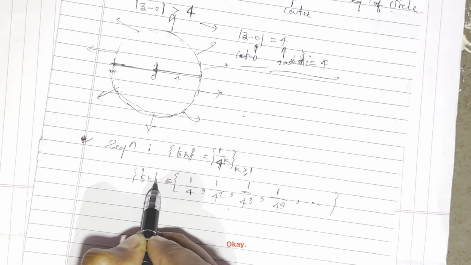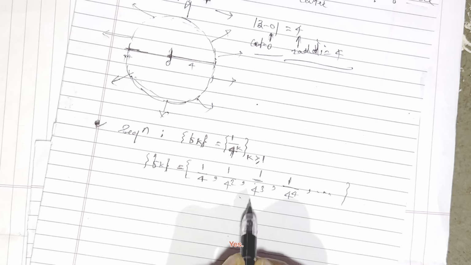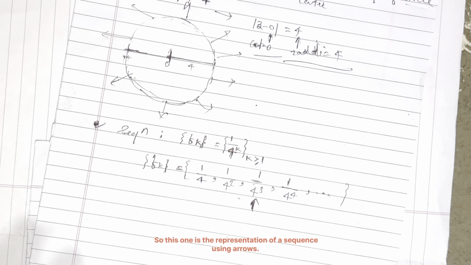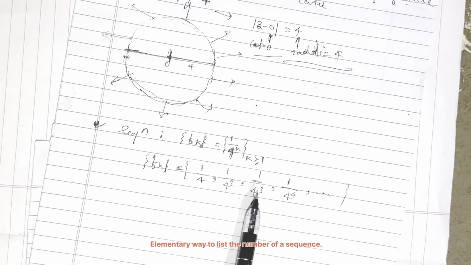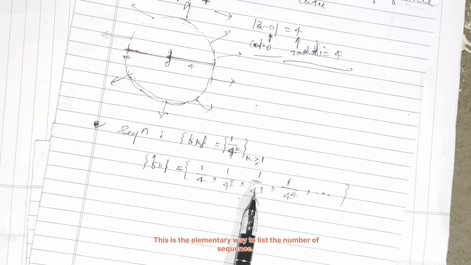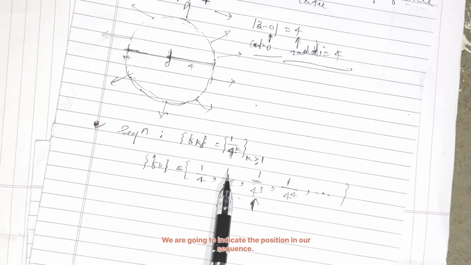Now I do have this sequence f of k. Let me explain, this is the basic thing guys, you need to know about the Z transform. If I give the arrow over here, this one is the representation of a sequence using arrows. Actually this one is the elementary way to list the numbers of a sequence. Now we are going to indicate the position in our sequence.